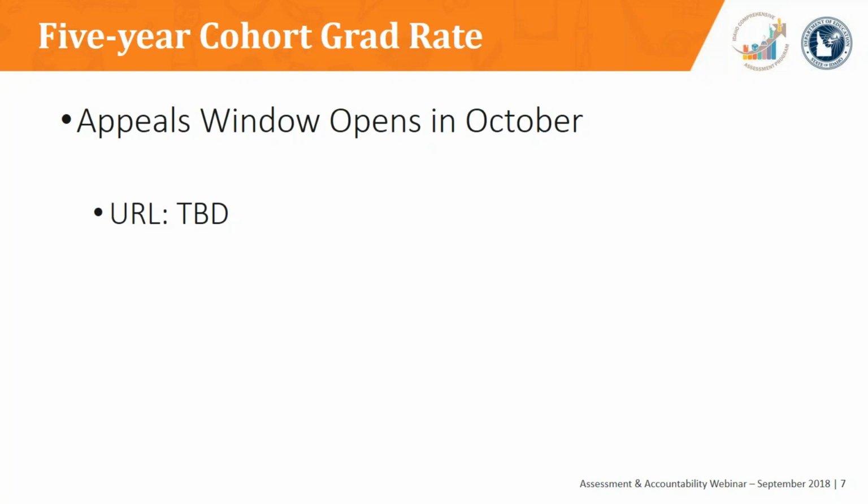The five-year cohort graduation rate is also coming up, and the appeals window opens in mid-October. The URL is to be determined, but the five-year appeals window opens concurrently with the four-year appeals window, and we'll keep you posted on the five-year cohort graduation rate appeals window.